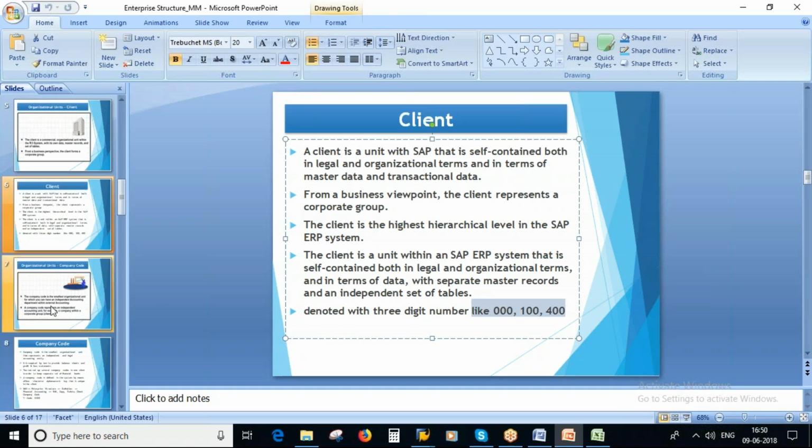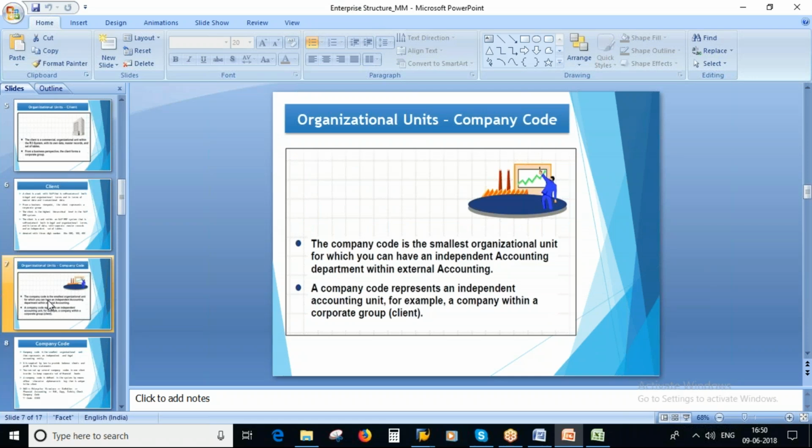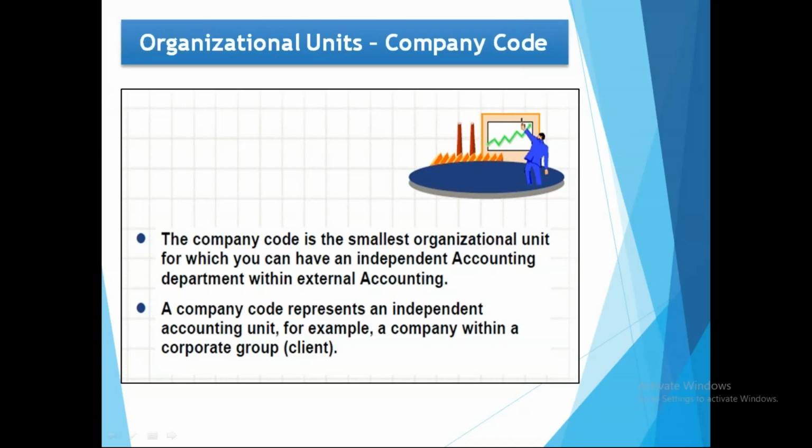Okay, now after the client, you will have the company code. What is the company code? The company code is the smallest organizational unit for which you can have an independent accounting department within external accounting. So company code is nothing but an independent accounting unit. A company code represents an independent accounting unit in a company within a corporate group.